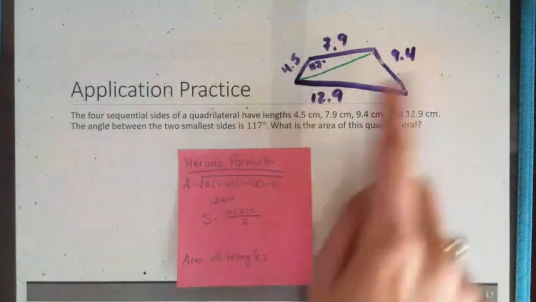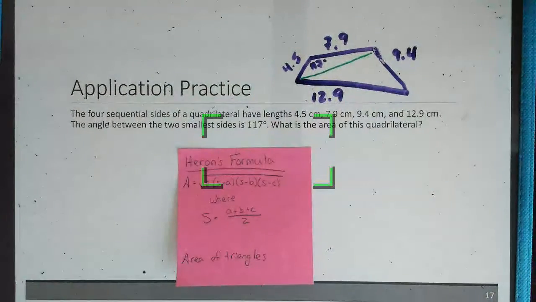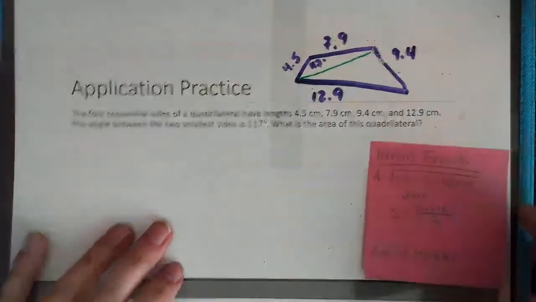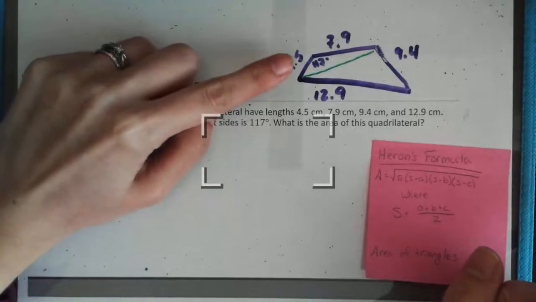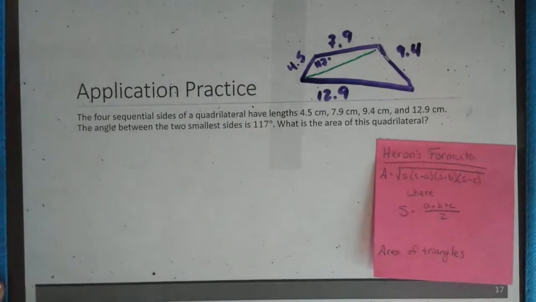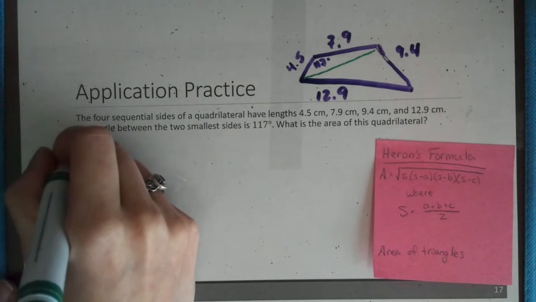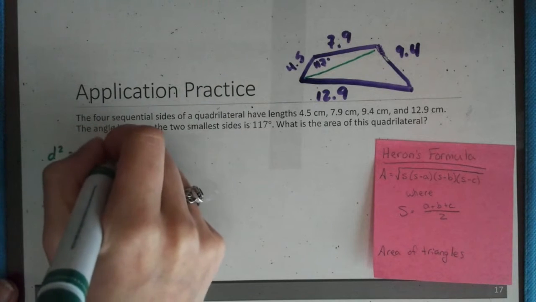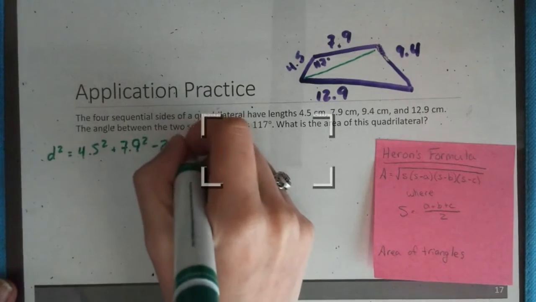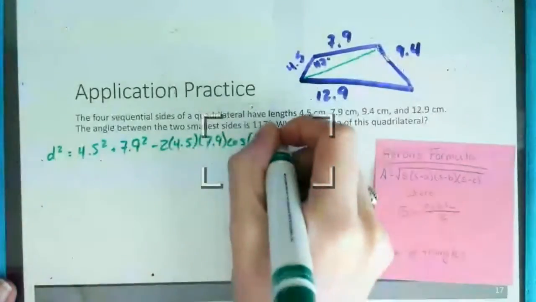Because I know two side lengths of each of the triangles, if I can find this diagonal length in green, that's going to allow me to find my third side. So let's see if we can do that. If I look at this upper triangle, I have side, angle, side. So I can use the law of cosines to find that green length. I'll just call it D for diagonal. That diagonal squared is equal to 4.5 squared plus 7.9 squared minus 2 times 4.5 times 7.9 times the cosine of that 117 degrees.